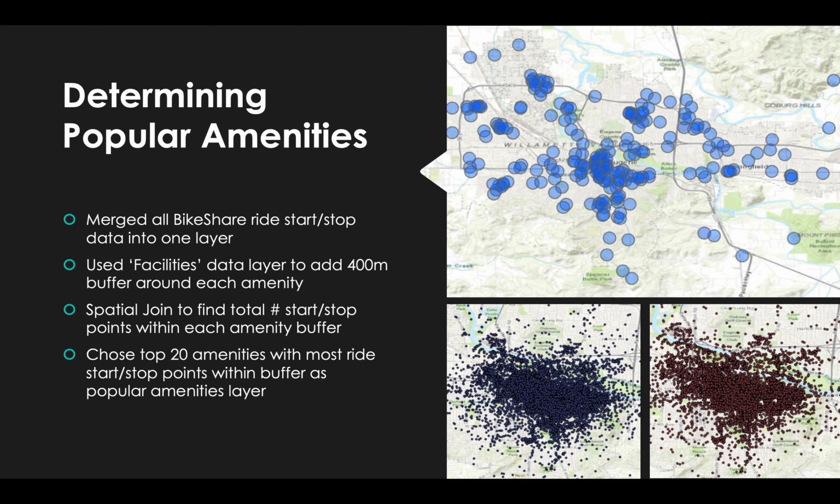And then I used spatial join to find the total number of start-stop points within each amenity buffer, and this gave me a list of amenities. I sorted that list, and that gave me a descending list of all the most popular amenities based on start-stop data for bike share riders. So I chose the top 20 amenities with most ride start-stop points within its buffer as the popular amenities layer.